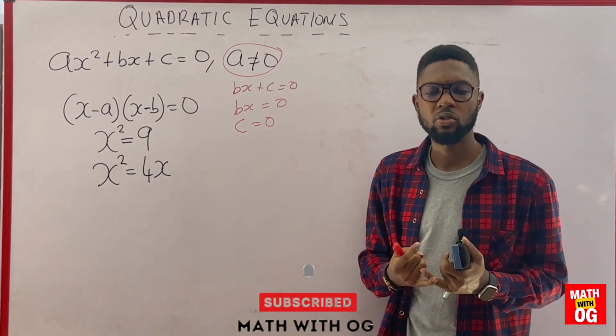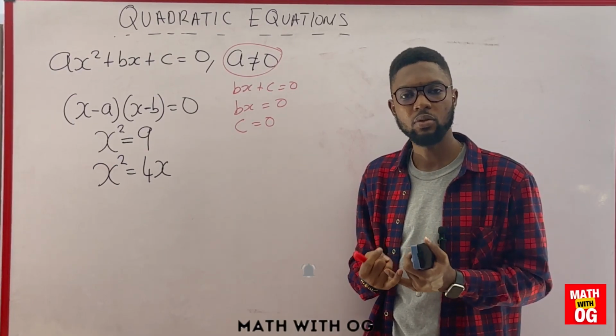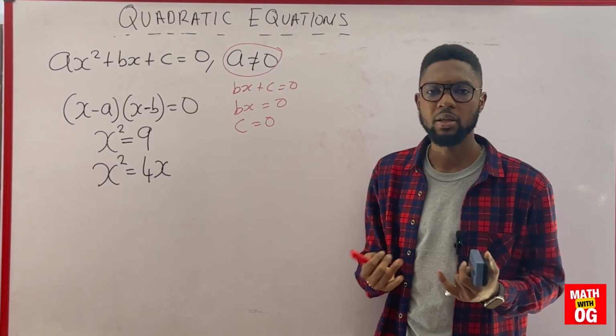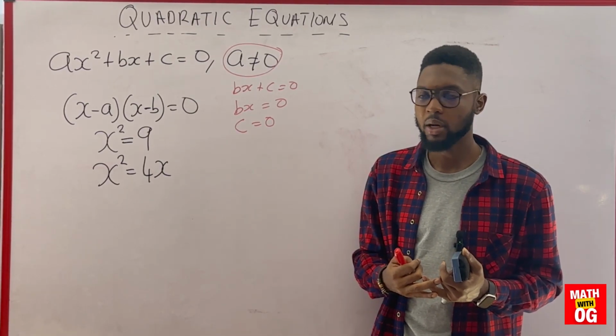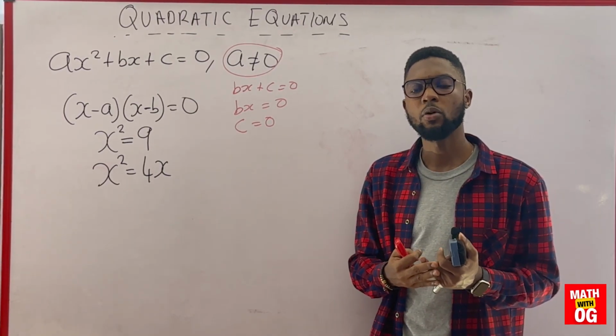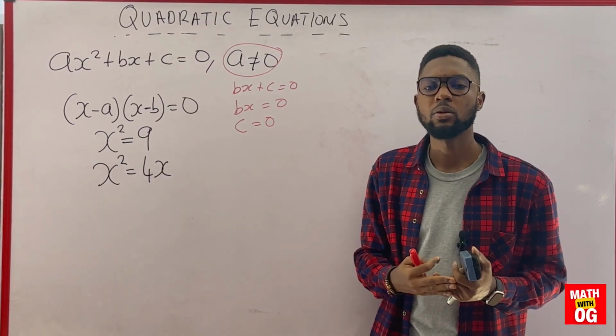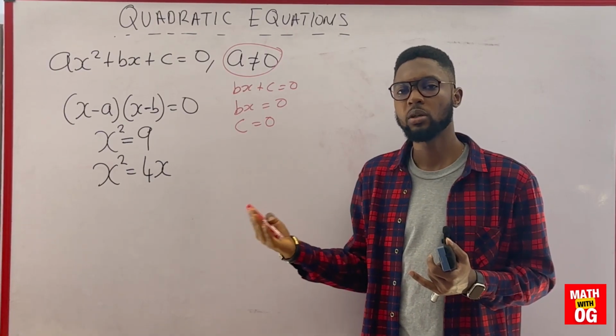You have your factorization method, which we'll look at in our next video. You have your formula method, which most of you refer to as the almighty formula. There's nothing mighty about that formula. Then lastly, you have your completing the square method. That's a systematic way of getting quadratic equation answers.